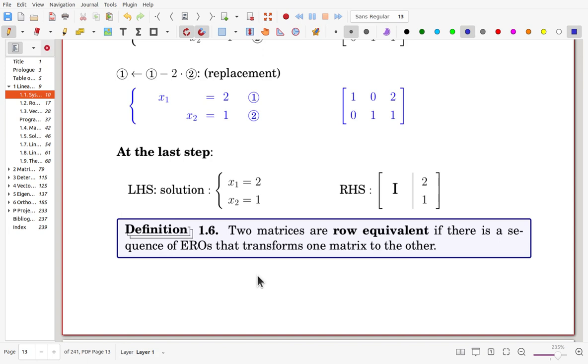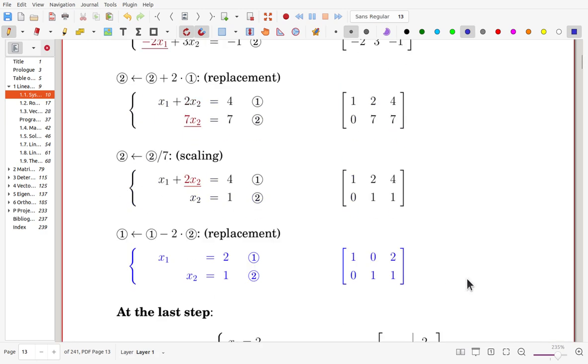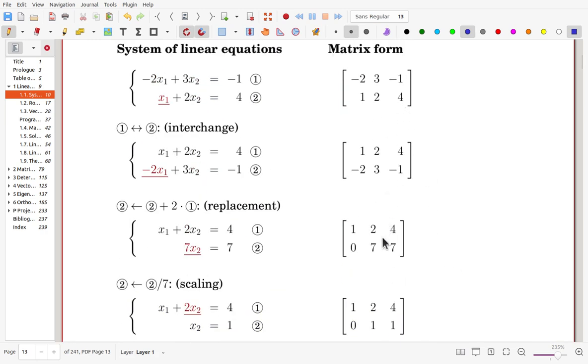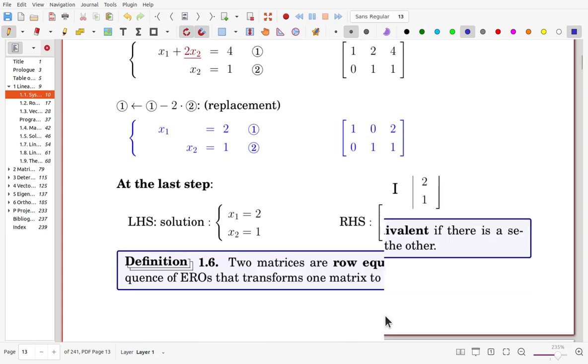2 matrices are row equivalent if there is a sequence of elementary row operations that transforms one matrix to the other. Here we see various matrices. These matrices are row equivalent because we reach these matrices by using only elementary row operations. So once you can transform from one to the other by using elementary row operations, then they are equivalent. Okay? So all are equivalent.